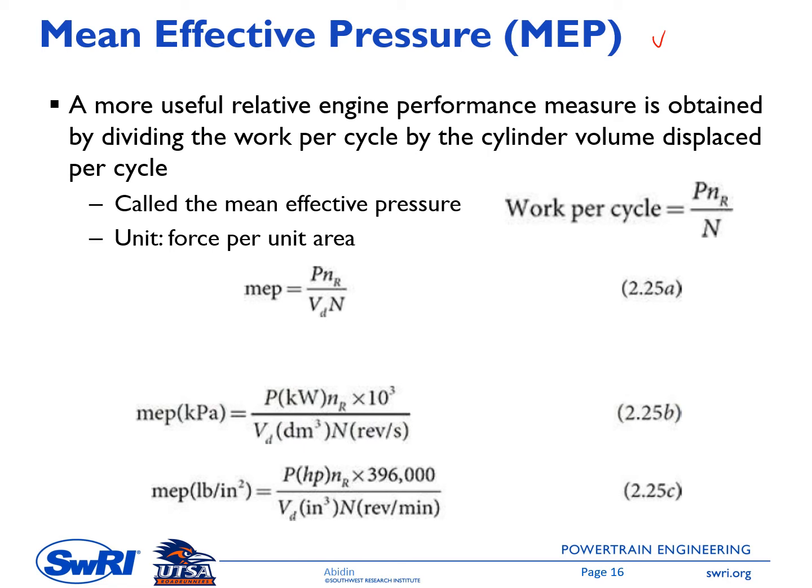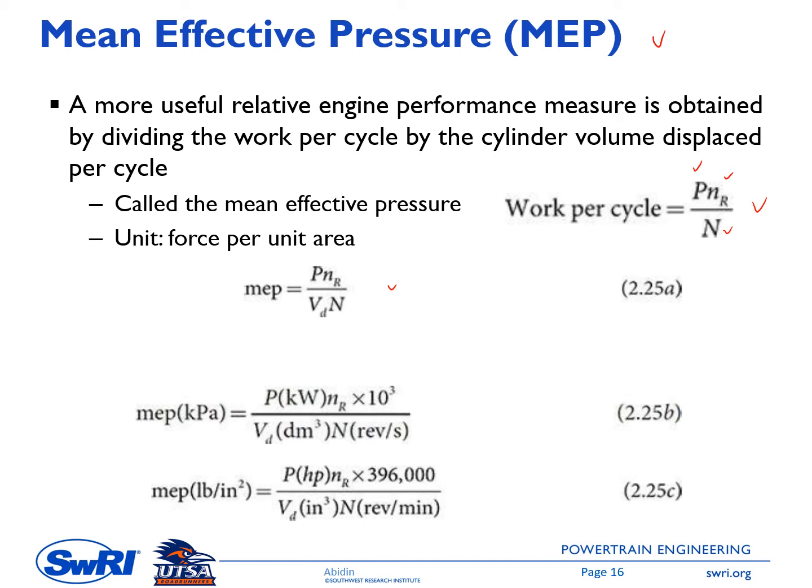Okay, so this is the formula for the work per cycle. We have power and then an R here. It is the crank rotation number per cycle, so it is 1 for 2-stroke engines and 2 for 4-stroke engines. And here is the engine rotation speed, N. So the MEP here is the work per cycle per cylinder volume displaced by the piston, and we have equation 2.25a. So this is P times R divided by VD times N.